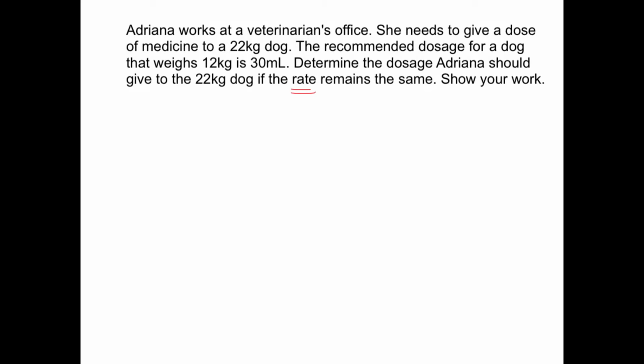So first we have to figure out what are the two quantities being measured here. Can you figure that out? Look for units in the question. Well, we have kilograms here, and we have milliliters. So maybe there's a comparison between kilograms and milliliters. Let's fill in the numbers. It says the recommended dosage for a dog that weighs 12 kilograms is 30 milliliters. That means that you need 30 milliliters for every 12 kilogram dog.